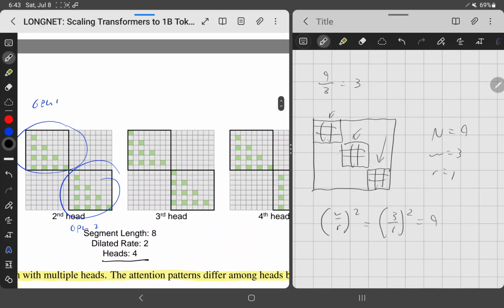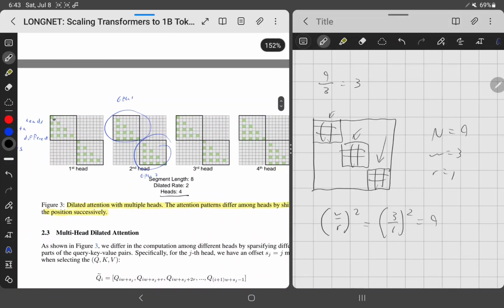And they show that this is better than doing it normally because your receptive field increases faster instead of it being the same matrix. So more heads may actually be utilized better.